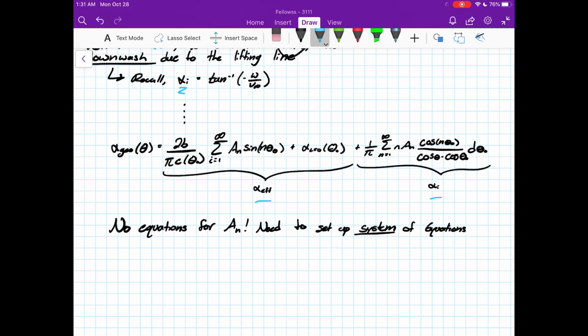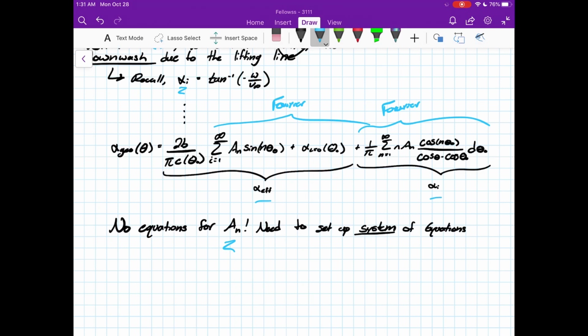And what we've done here is we have another Fourier expansion. So these aren't together, but this is a Fourier, this is a Fourier. And you'll note that I say another because we also saw Fourier expansions in the thin airfoil theory. And we don't really have equations for AN anymore.